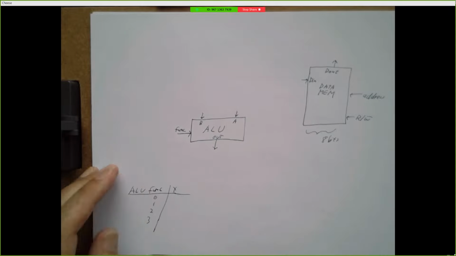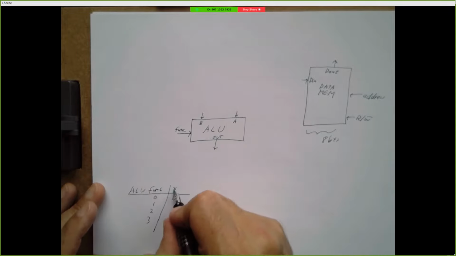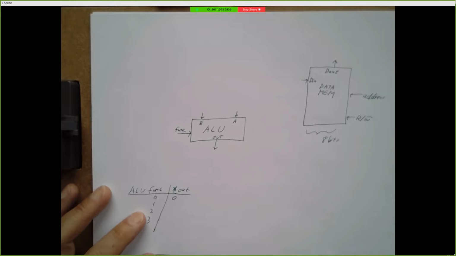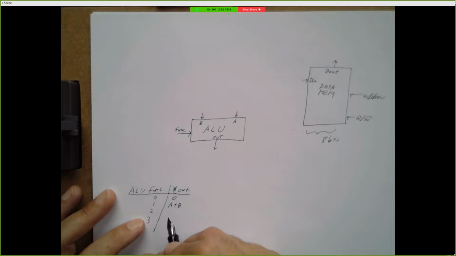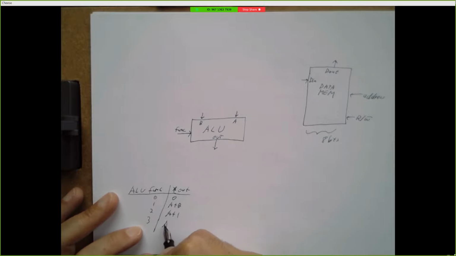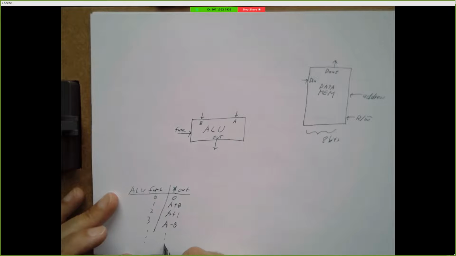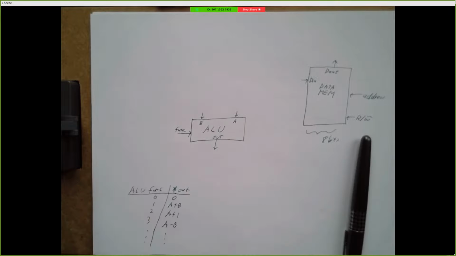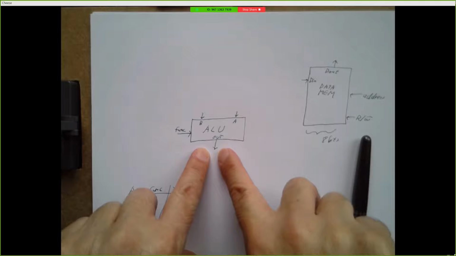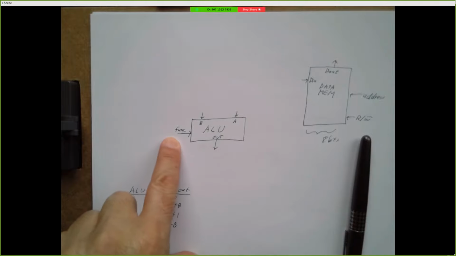If our function is 0, maybe our output is just always 0. If our function is 1, maybe our output is A plus B. If our function is 2, maybe our output is A plus 1. If our function is 3, maybe our output is A minus B, and so on. Okay, this is the thing that does the processing of data. And we choose how we want to combine A and B to produce an output by specifying a function code.